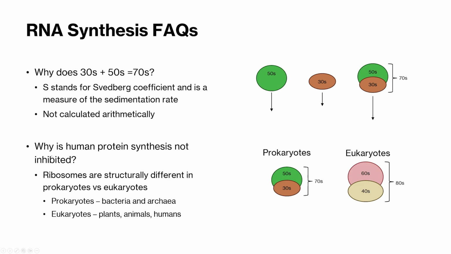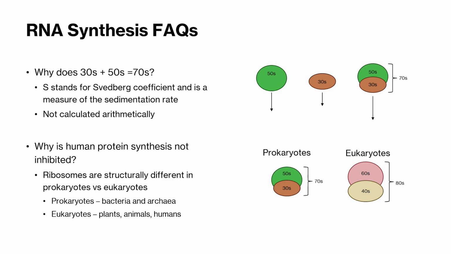So we're taking these drugs that cause damage to bacterial protein synthesis. Why is it not causing damage to human protein synthesis? Well, luckily, they have different ribosomes than we do. The ribosomes in bacteria are structurally different than they are in mammals or humans. So it's a prokaryote versus a eukaryote scenario.